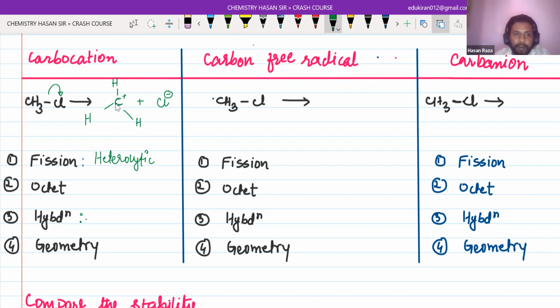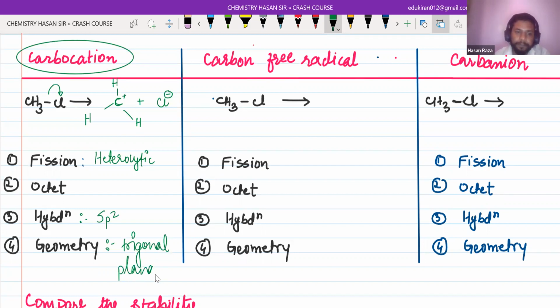Now we are going to talk about the hybridization of this C plus. Basically, whenever there is a positive charge on carbon, that is known as a carbocation, and you can see only 3 sigma bonds, no lone pair. So the hybridization is sp2, and for sp2 hybridization, the geometry is trigonal planar. Now, what about the octet? The octet is incomplete since it is making only 3 bonds and there is no lone pair. So 3 bonds means 3 into 2, 6 electrons. That means incomplete octet. Is that clear, everyone?